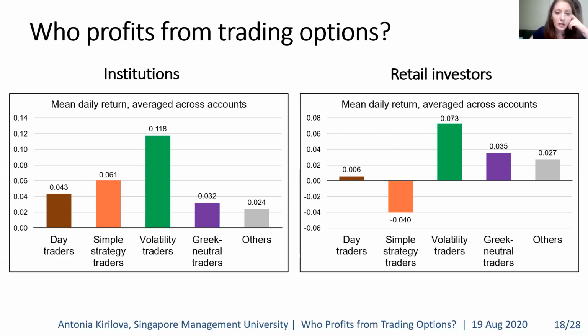In terms of strategy, especially for the Greek neutral traders, we see that both the institutions and the retail investors generate a lot of trading volume. These are a small number of accounts, but they trade a lot and they hold a lot of different option contracts at the same time. So even for retail investors, it seems like some of them are acting like institutions. And the point we want to make is that the fact that they can trade in such a complex way affects their profitability positively.